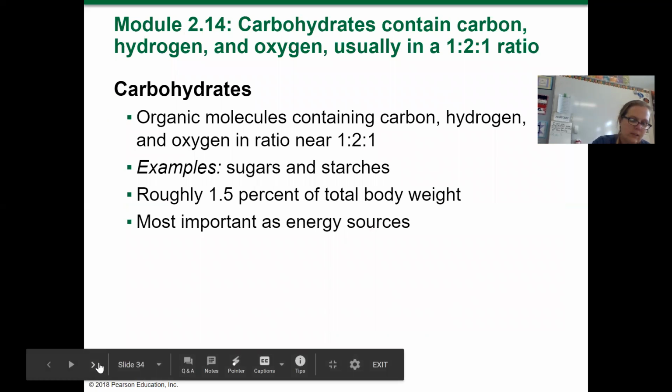Okay, carbohydrates. As the name implies, carbon and hydrate, as in water, H2O. And it's usually in a 1 to 2 to 1 ratio because hydrate, water, is H2O. So that would be your 2 to 1 ratio of hydrogens to oxygens. That ratio is usual, but not 100% all the time. It's about 1.5% of the total body weight, and it's a very important energy source.